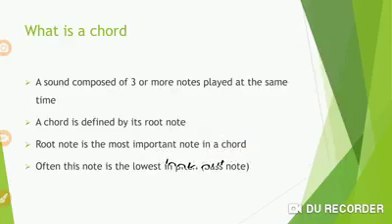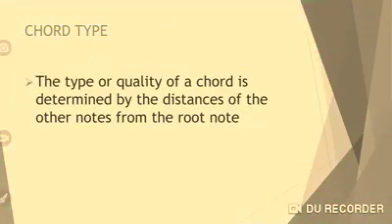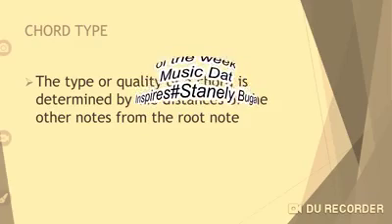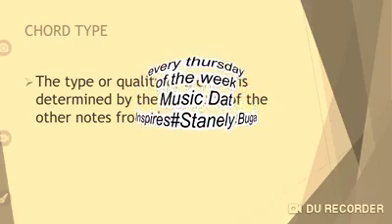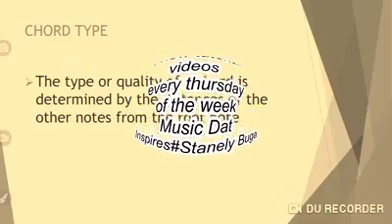Here we have a definition of what a chord is. A chord is a sound composed of three or more notes that are played together, or simply played at the same time. What defines this chord is the root note. It is usually the lowest in pitch in terms of the chord structure and mostly used as a bass note. Then the type or quality of chords: we have major chords, minor chords, augmented, diminished, seventh chords, all those names.